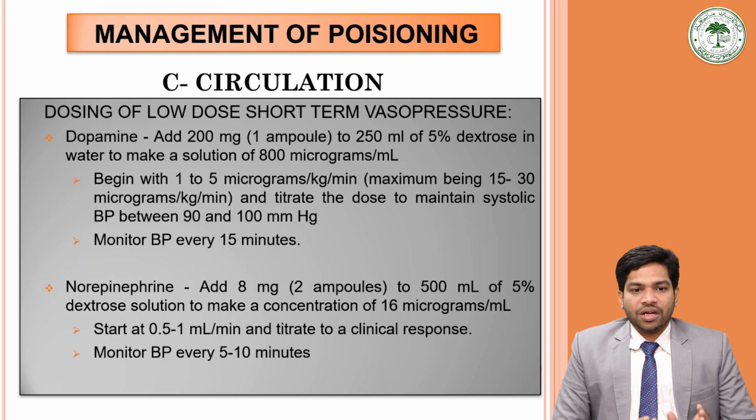Then, what should be the low-dose short-term vasopressor dose of dopamine and norepinephrine? Dopamine shall be given 200 milligram, that is 1 ampule, in 250 ml of 5% dextrose in water to make a solution of 800 microgram per ml. Begin with 1 to 8 microgram per kg per minute, maximum being 15 to 30 microgram per kg per minute, and titrate the dose to maintain systolic blood pressure between 90 and 100 mmHg. Monitor the blood pressure every 15 minutes.